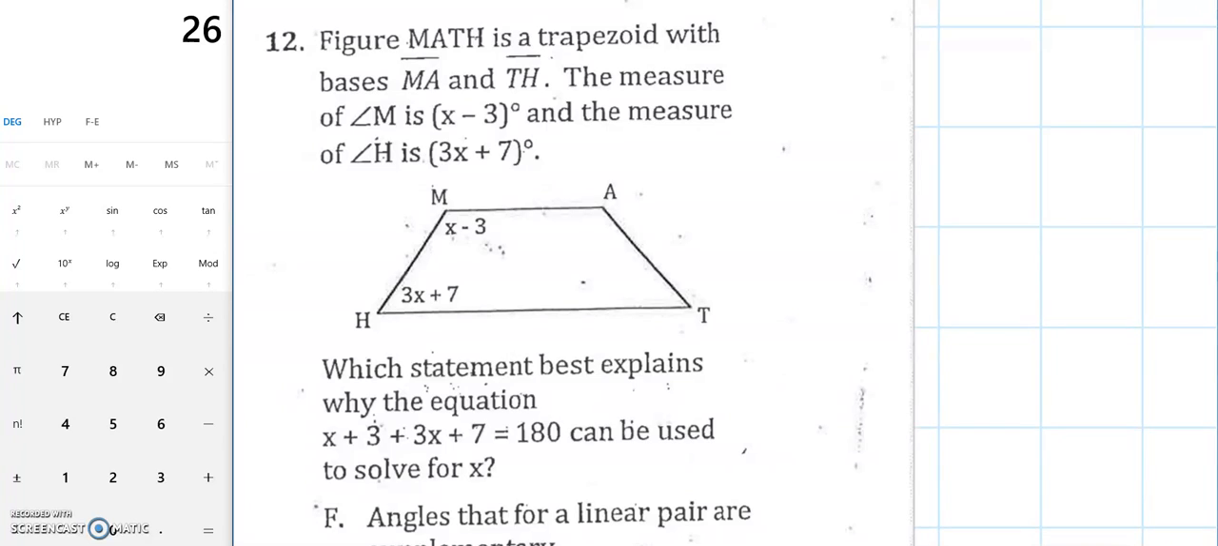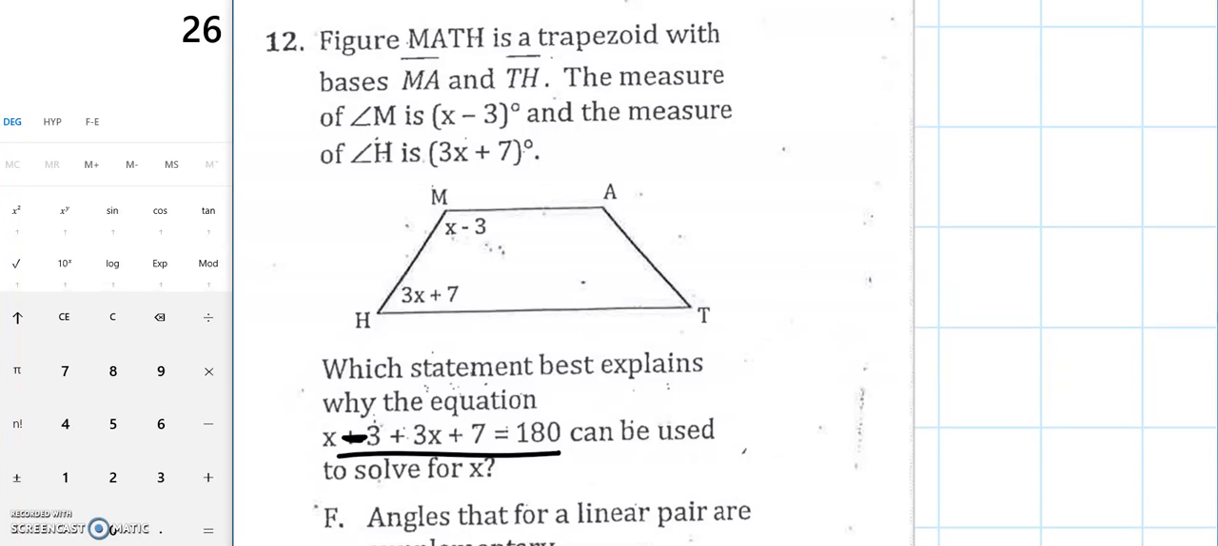Okay, so hopefully you've read through number 12. Now this question asks you, why can you do the top angle M plus that bottom angle 3x plus 7 and set it equal to 180. Now this is a typo. It should be an x minus 3 instead of an x plus 3, but ignore that. So they're asking, why can you add those two angles together and set them equal to 180? Which of the theorems or pieces of information that you've learned this year allows you to do that?